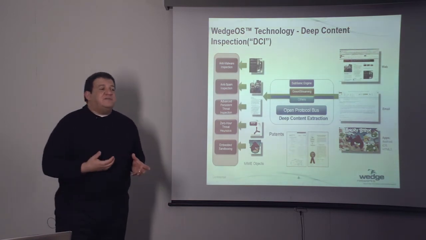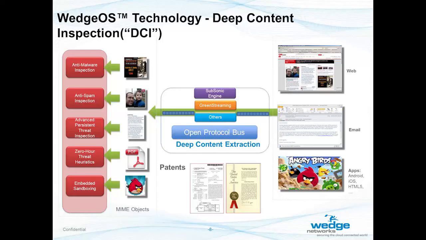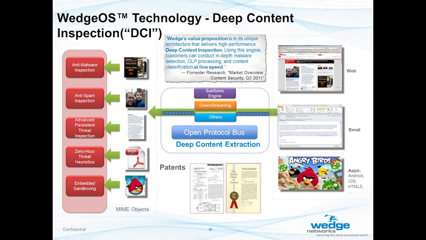Because of this kind of innovation, we have been awarded patents for our technology, and it is patented all across the world. And not only that, but also people in our industry have recognized the value proposition of our technology. Basically, Forrester Research made it very clear it's unique because it delivers high performance, and now we can have in-depth scanning of content.